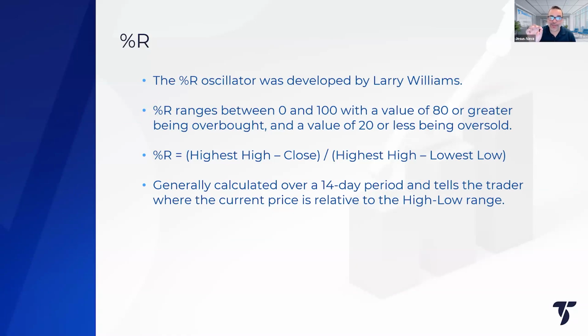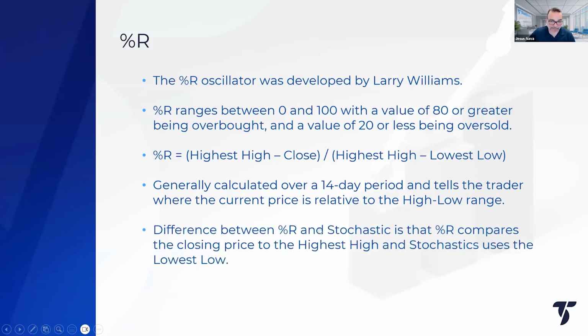But again, it's just the relationship between that closing price and the channel. One is going to tell you the proximity to the upper band, and the other the proximity to the lower band. Again, this percent R uses 14 days to establish the higher high and lower low channel. And of course, here it tells you the difference between percent R and stochastic is that it compares the closing price to the highest high, and stochastic uses the lowest.